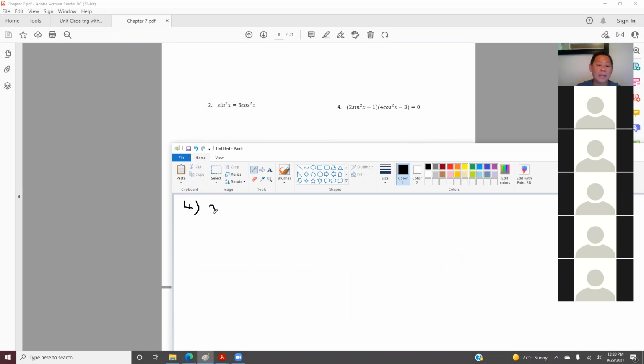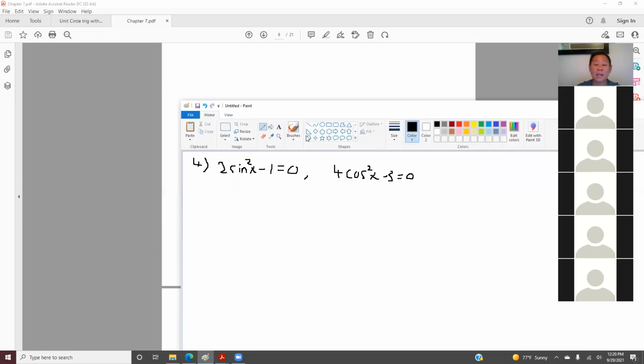So what you have in this case is 2 sine square x minus 1 equals 0, and then 4 cosine square x minus 3 equals 0. Then we try to solve for x, so we have to do it twice. I move the 1 over and divide by 2, so sine square x will be 1/2. Then I take the square root of it because it has a square. Don't forget the plus minus. So this will become just sine x.